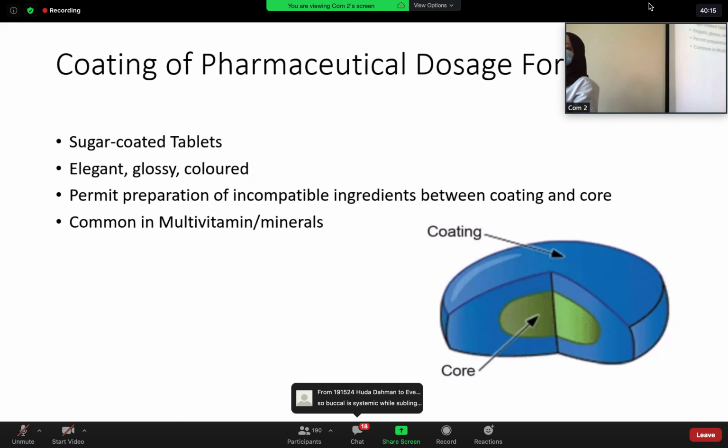And most of the time, these medications are placed in that inner core. So it allows, even in the pharmaceutical preparation, different ingredients which are incompatible together to be formulated together in that kind of preparation. It's a very common thing in multivitamins, minerals, and many other medications. They come as coated, sugar-coated tablets.